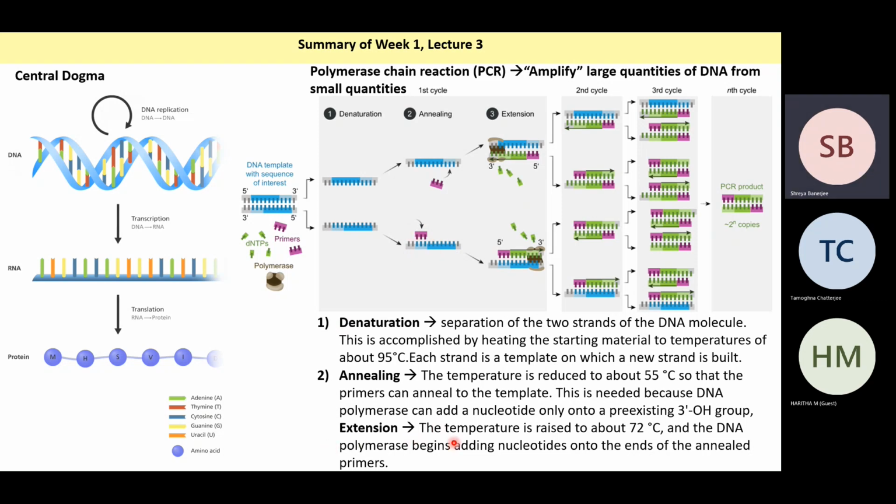The third step is called extension, where the temperature is again raised from 55 degrees Celsius to 72 degrees Celsius, and the DNA polymerase keeps adding these nucleotides one by one to form the rest of the DNA. So in one cycle, from one DNA, you can get two DNAs. In the second cycle, from 2 to 4, from 4 to 8, and so on, in the nth cycle, you can form 2 to the power n copies. So polymerase chain reaction is forming a huge number of copies from a very small amount of DNA so that other experimental techniques can be carried out.